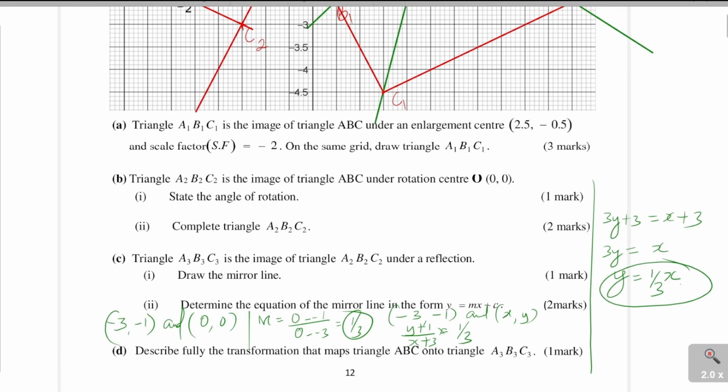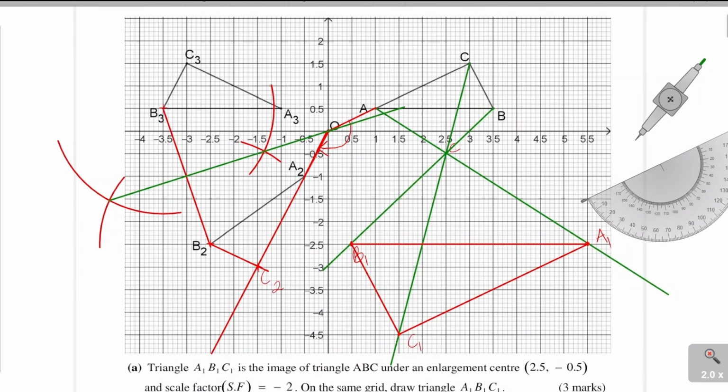Part D of the question: describe fully the transformation that maps triangle ABC onto triangle A3B3C3. So let's go to the diagram. Describe the transformation that maps this triangle to this. ABC is here and A3B3C3 is here. It is very clear to note that this is a reflection. And how do you note that? By just taking one object point and its image point. For example, look at A and its image A3. They are directly opposite each other, and that is a property of reflection.